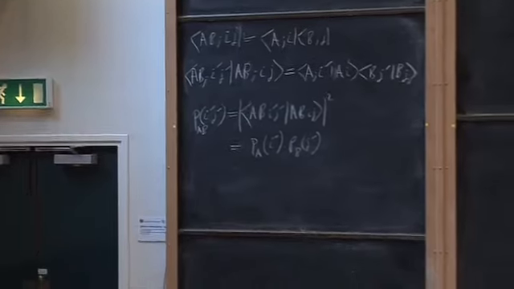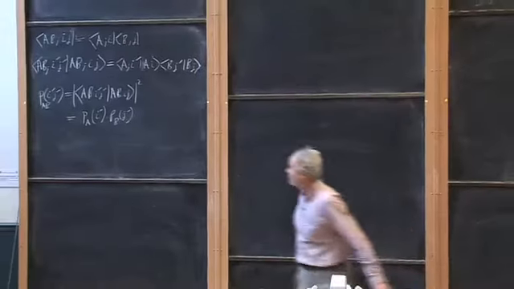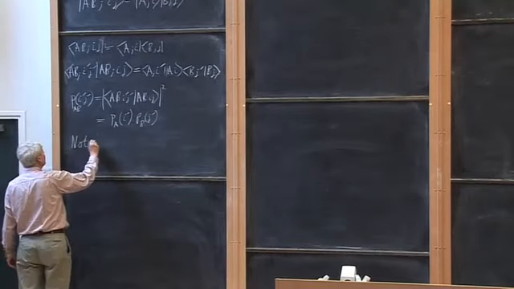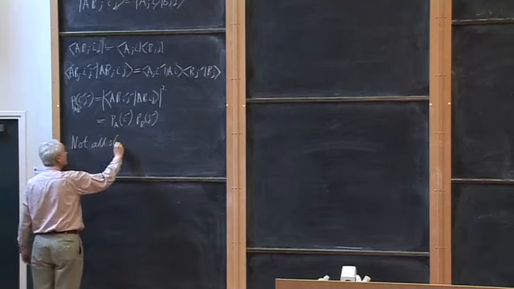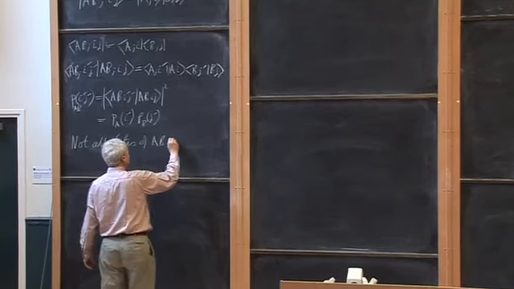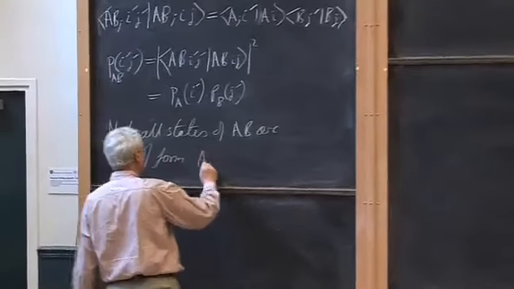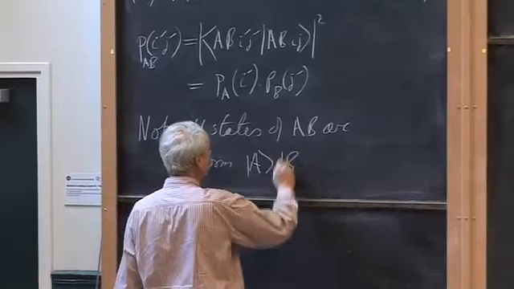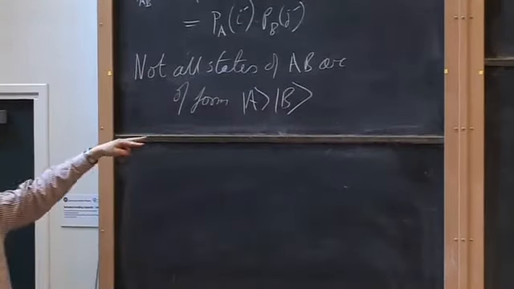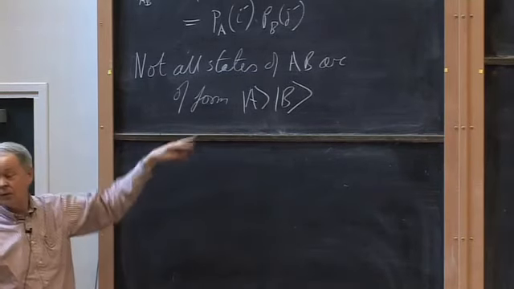Now having said that, and everything's nice and simple, we have to make the point that not all states of AB are of the form |A⟩|B⟩. This is the thing that's surprising. That's what I want to now establish, that it's not true that all states of the system are of this form.